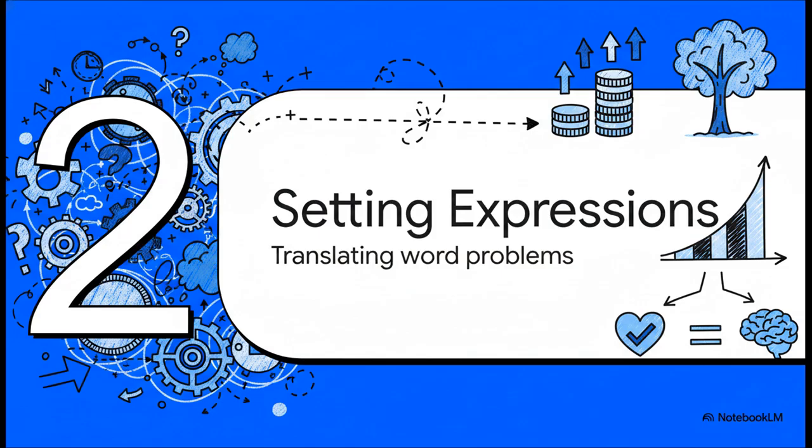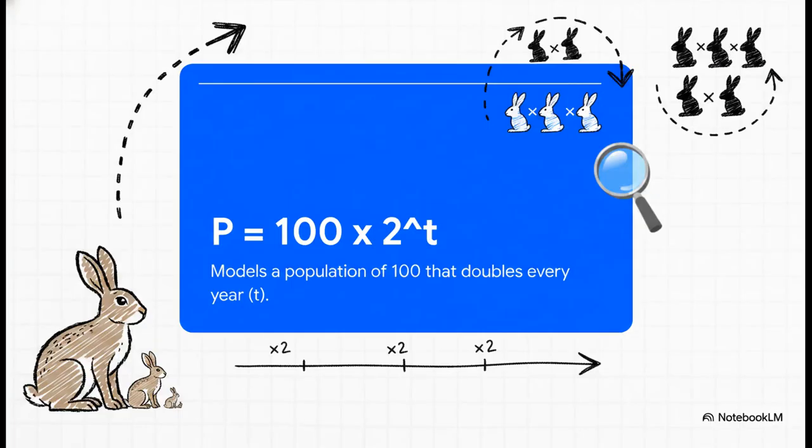Section 2. Setting up exponential expressions. Translating word problems into math. Okay, let's dive into this. So imagine a population of, let's say, wild rabbits. We start with 100 rabbits, and they double every single year. Notice how the expression p equals 100 times 2 to the power of t perfectly captures this setup.